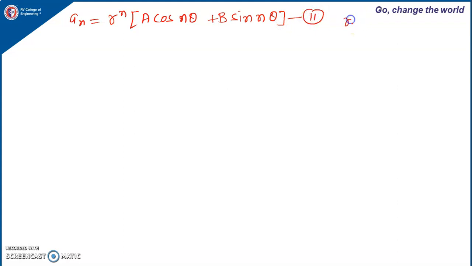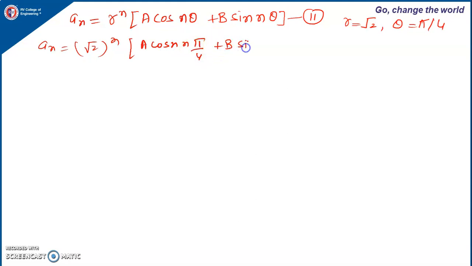So let me write the equation again. a_n is equal to r power n times (a cos n theta plus b sin n theta). That was equation 2. And r we got as the square root of 2, and theta we got as pi by 4. So then a_n will be the square root of 2 power n, times (a cos n pi by 4 plus b sin n pi by 4). We'll call this equation 3.